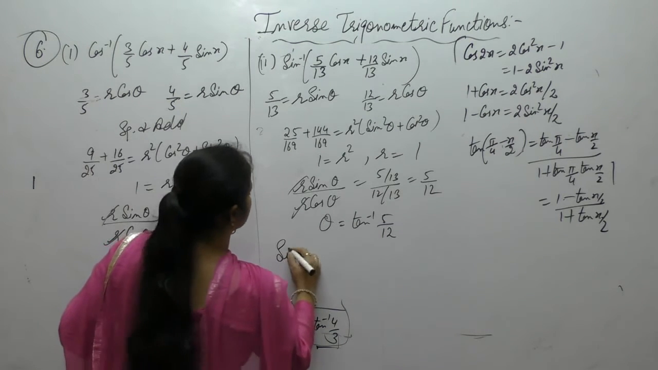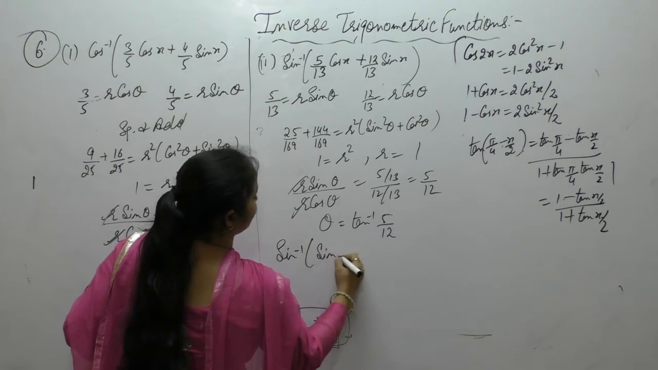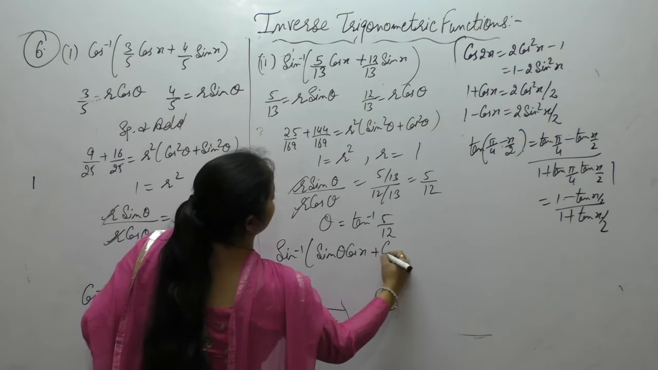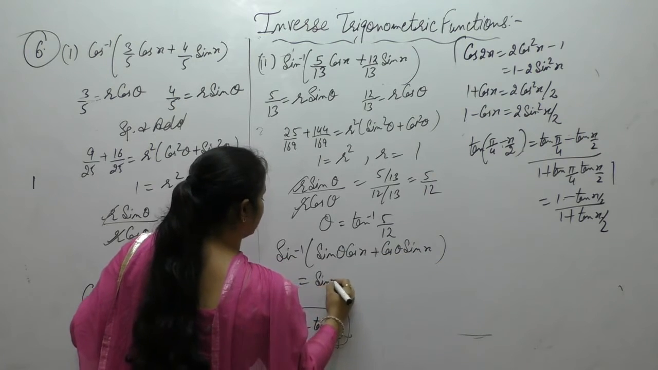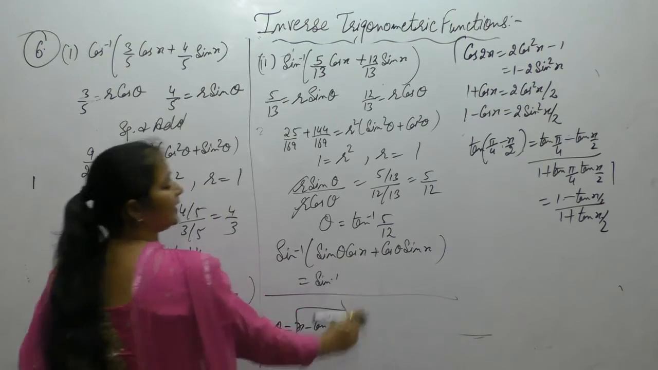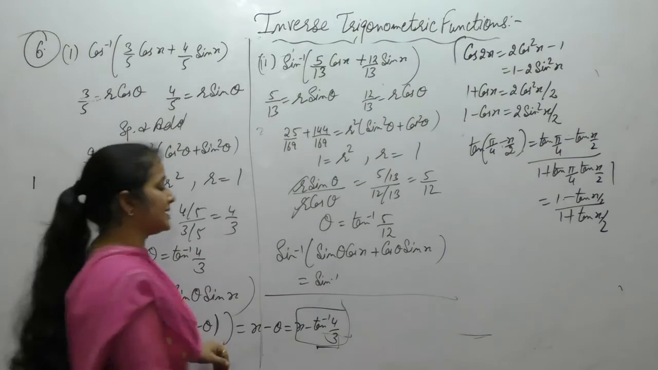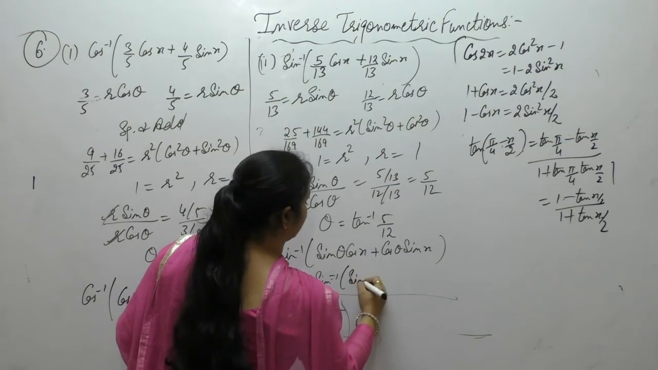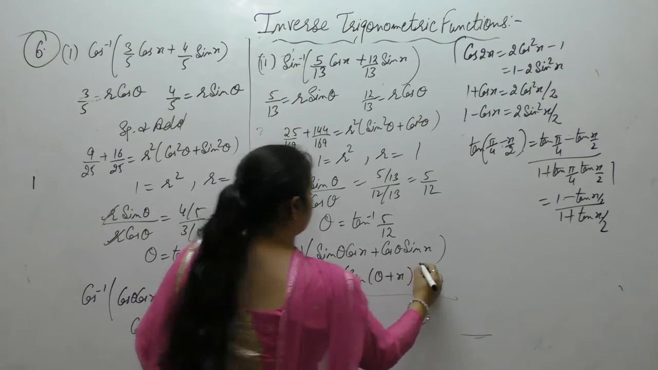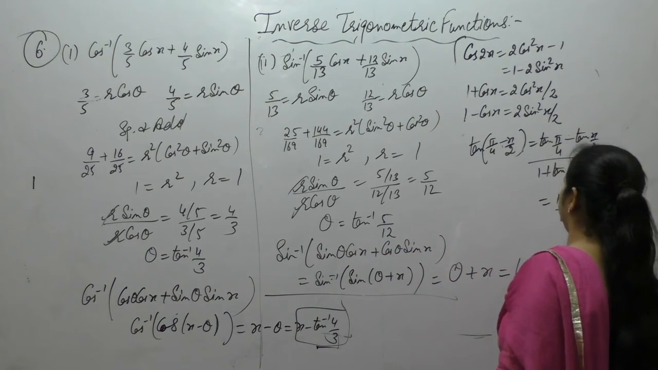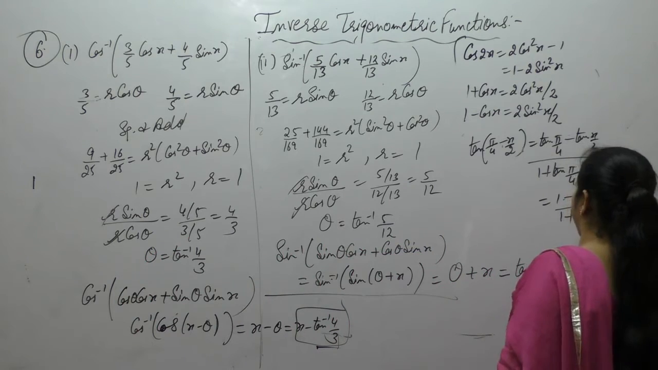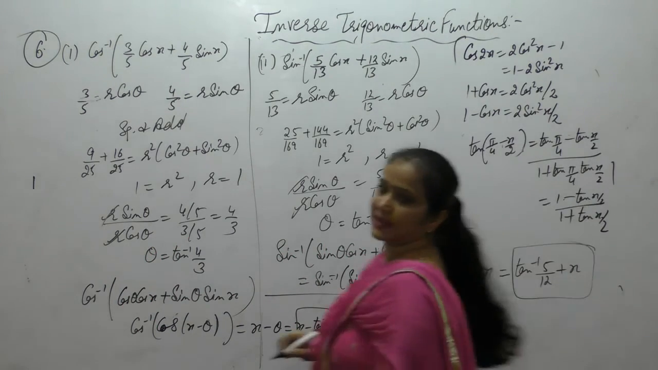Now put the value: sin inverse of sin theta cos x plus cos theta sin x. Use the formula here, sin A cos B plus cos A sin B, that is sin of A plus B. That is equal to theta plus x. And what is the value of theta? Tan inverse 5 by 12 plus x.